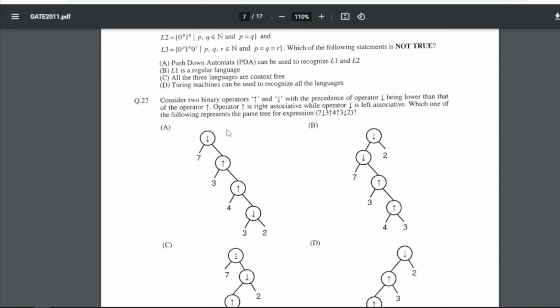27 is: consider two binary operators, this one and this one, with the precedence of this operator being lower than that of this one. This operator is right associative, while this operator is left associative. Which one of the following represents the parse tree of the expression? So for 27 our answer will be B, that is this one.